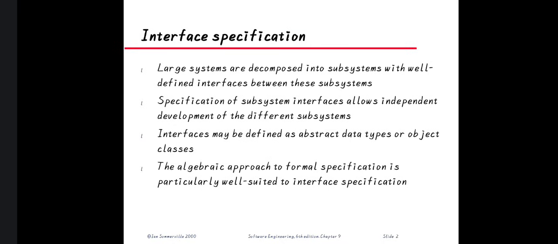Next study is interface specification. Large systems are decomposed into subsystems with well-defined interfaces between these subsystems. Specification of subsystem interfaces allows independent development of the different subsystems. Interfaces may be defined as abstract data types or object classes. The algebraic approach to formal specification is particularly well suited to interface specification.